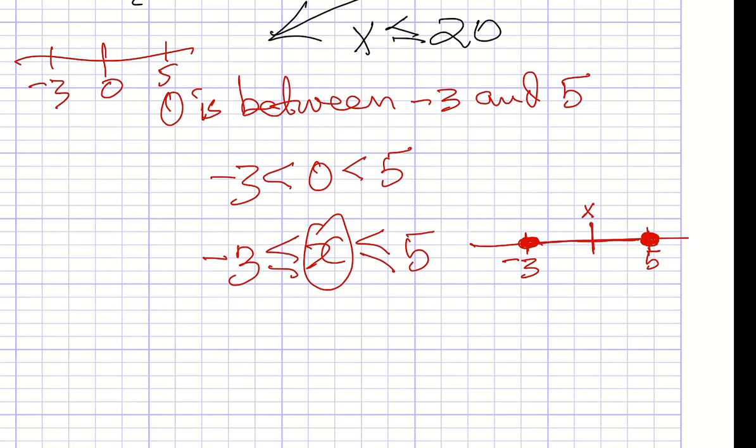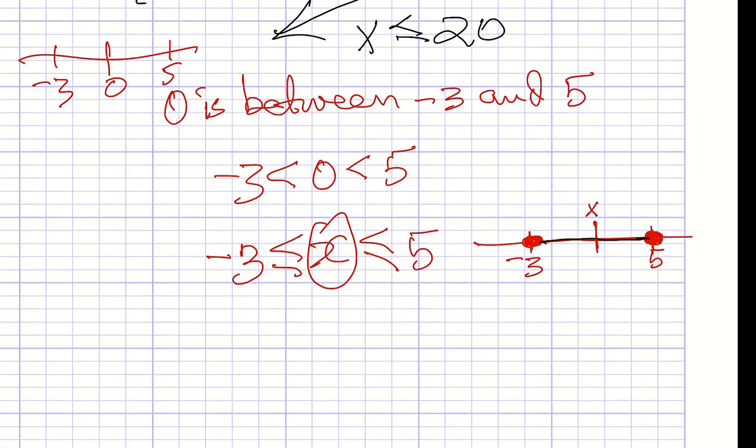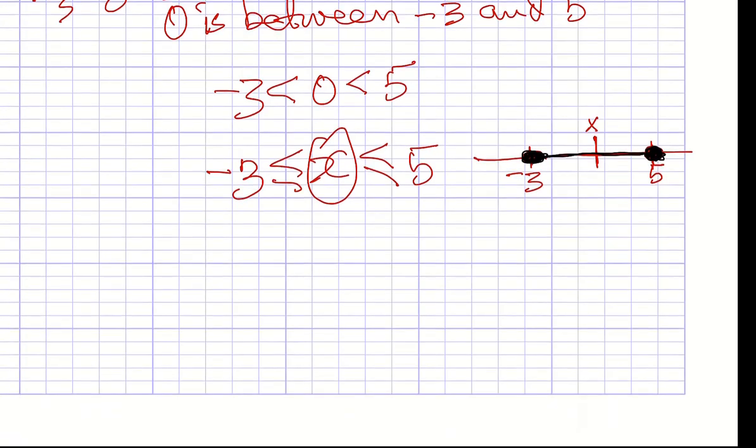Let me use a different ink. This is what they're talking about right here. You shade that like that because they're included. Minus 3 is included, 5 is included. You see that, right? Okay. Let me give you one more example. That way it helps you to understand.